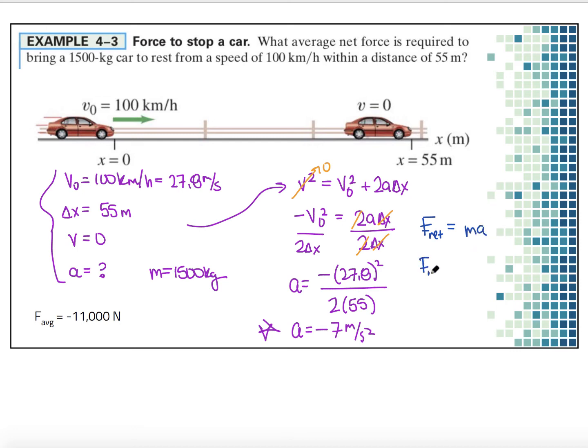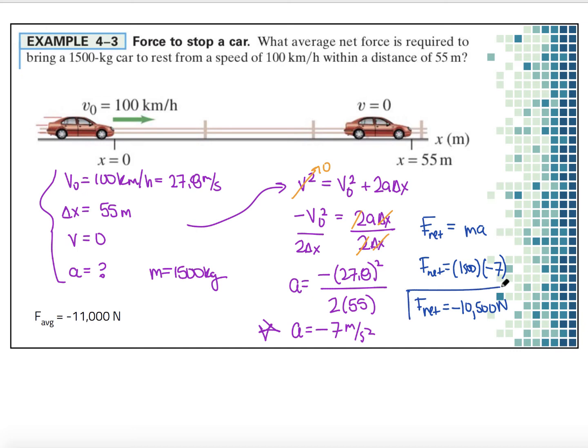So in this case, my net force would be equal to 1,500 times my acceleration of negative 7 meters per second squared. So when I plug this into my calculator, I find that my net force has to be actually negative 10,500 newtons, and if you were to round that, you would get negative 11,000.